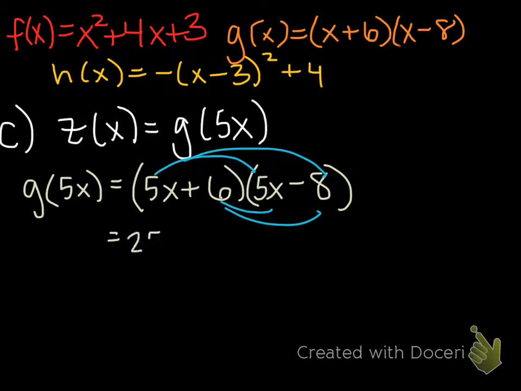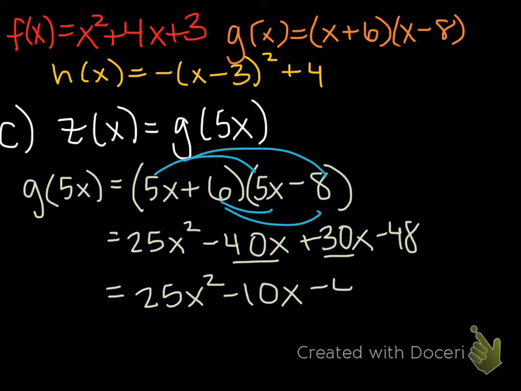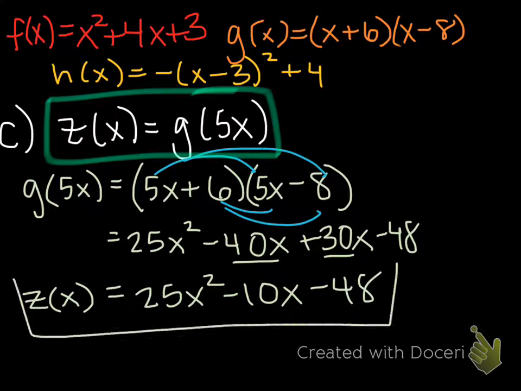My first term will be 25x squared. Then I'll get minus 40x. Then I'll get plus 30x. And then I'll get minus a 48. The only thing I can do is combine like terms in the middle. So I get 25x squared minus 10x minus 48. And at this point, I really don't have to do anything because the equation was only g of 5x. So this equation right here is actually the answer to what z of x is equal to.